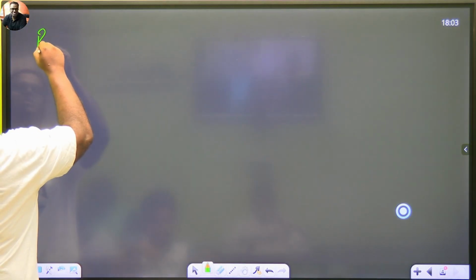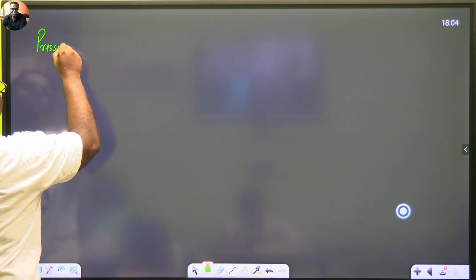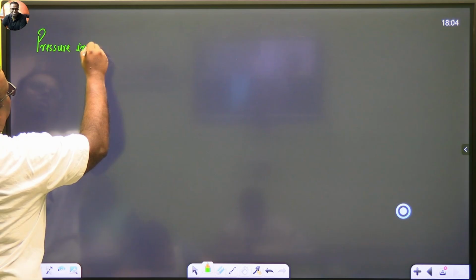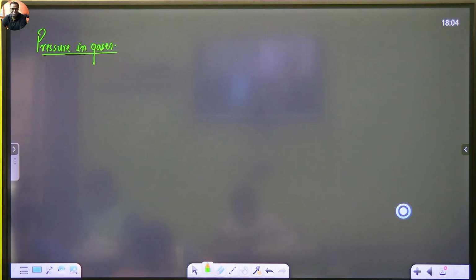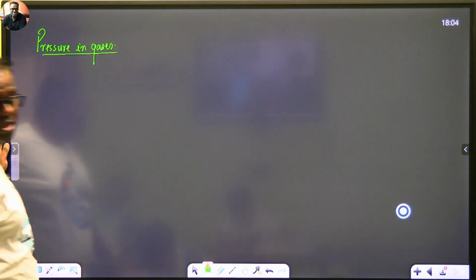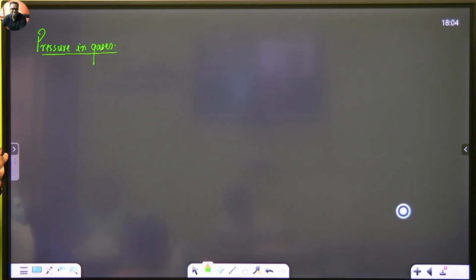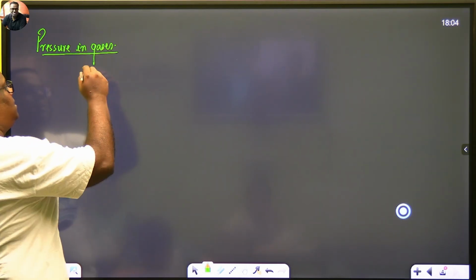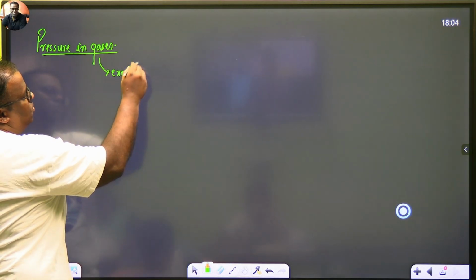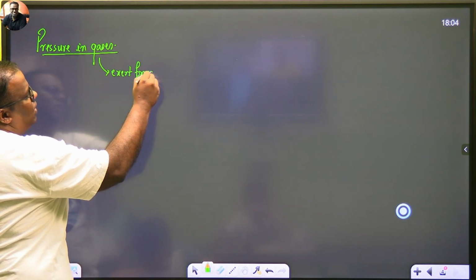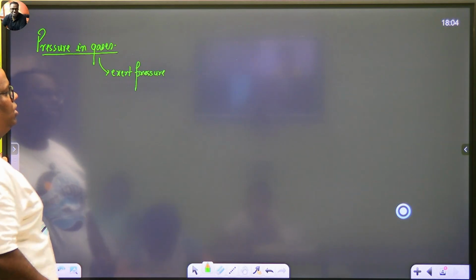Pressure in gases. So solids exert pressure. In that, we are almost always interested to know what is the surface area. In liquid, we are interested to know what? We are interested to know the depth. So gases also exert pressure. A little bit of understanding of what is gas pressure, right?